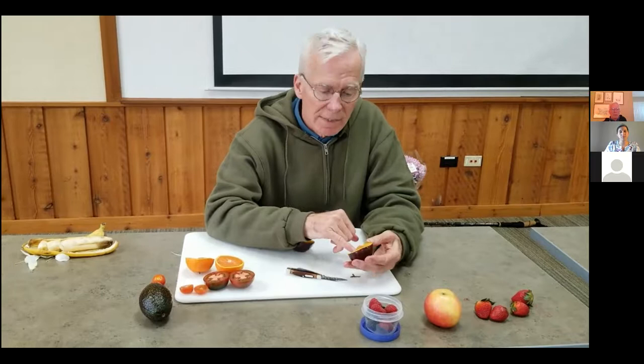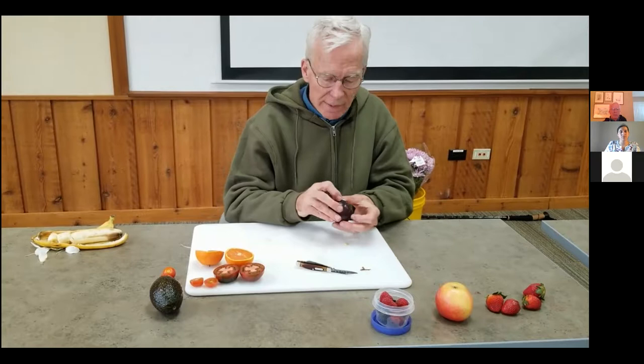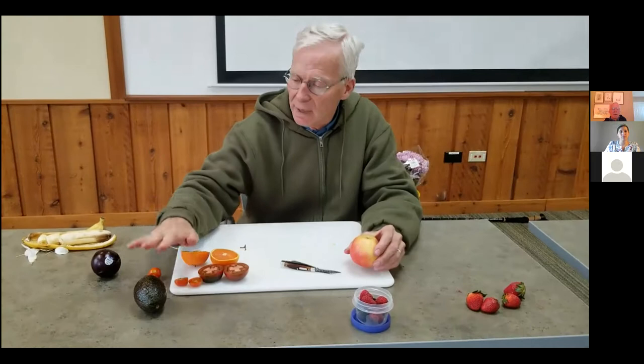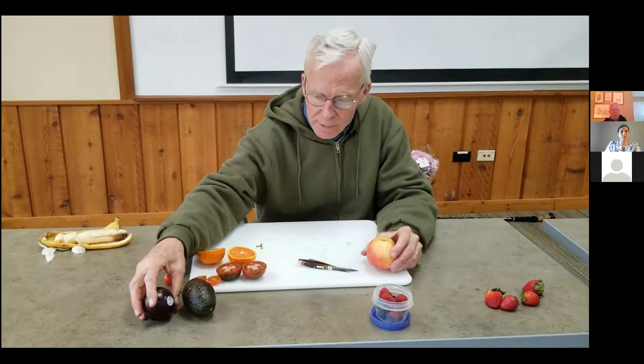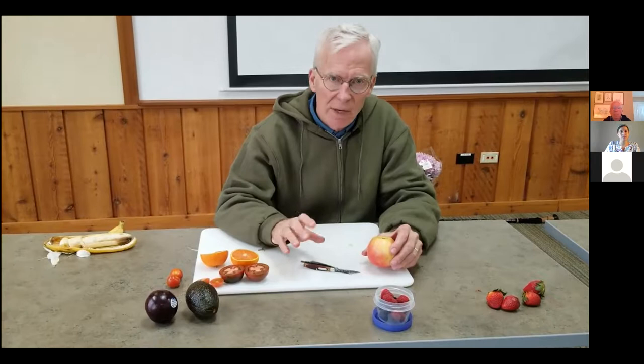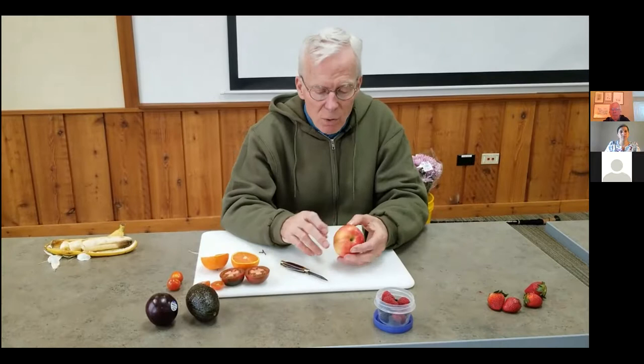And we'll see something slightly different when we look at the apple here. The apple is a different kind of fruit. Remember, the avocado and the plum were both drupes, a single seed with a generally hard, bony covering. The avocado, it's really not very bony. And this is a pome, and a pome is a product of an inferior ovary.